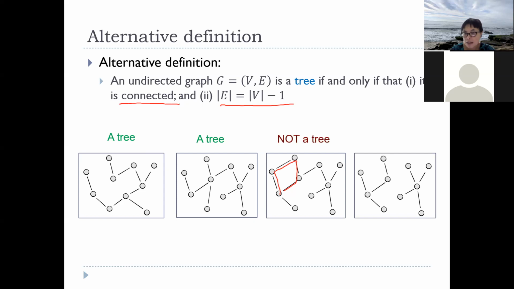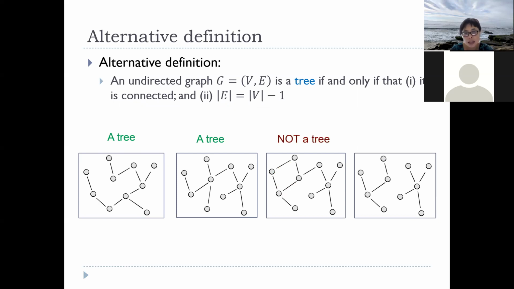This one, do I have a cycle? We don't have a cycle. However, this one is not connected. Nodes here cannot reach nodes here. So you can also verify in this case the number of edges is smaller than V minus 1. All right, so there are different definitions of trees. You can use whichever is convenient for you.